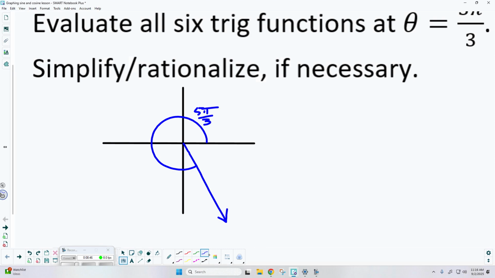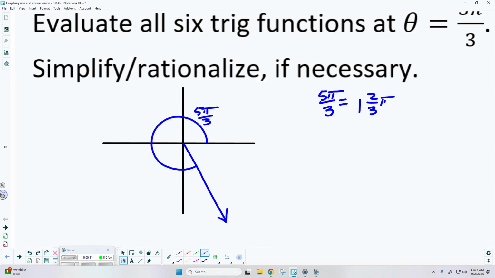Remember, if it's an improper fraction, you can rewrite it as a mixed number. So 5 pi over 3, that's going to be 1 2/3 pi. So that's definitely going to put me in the fourth quadrant. Remember, that's step 1. Go ahead and sketch the angle. Now, using that angle, I'm going to create a what?